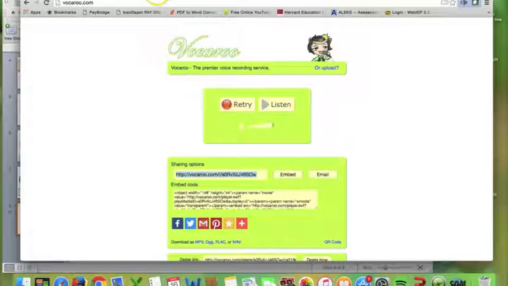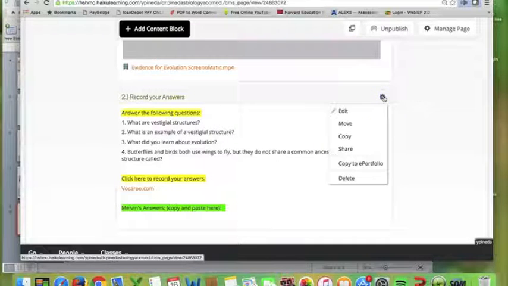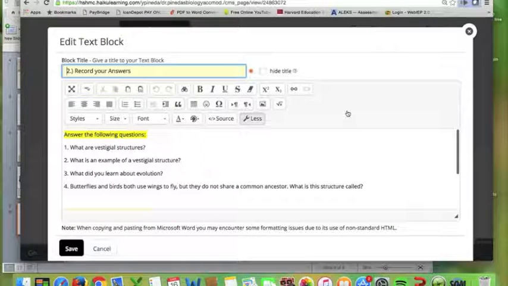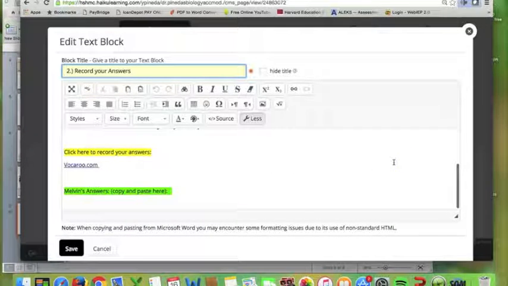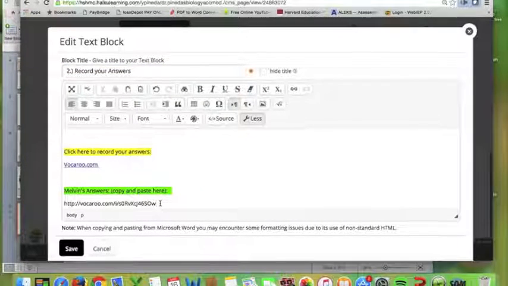Then go to your haiku page, and under number 2, record your answers, you're going to press settings, edit, scroll down, and here is where you will paste your recording. Then you will press save.